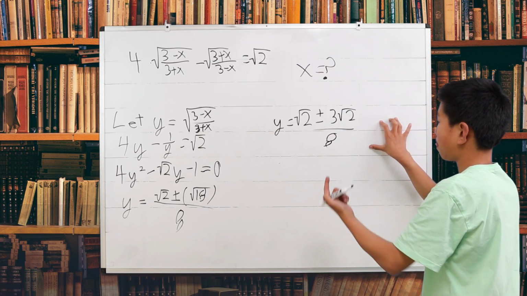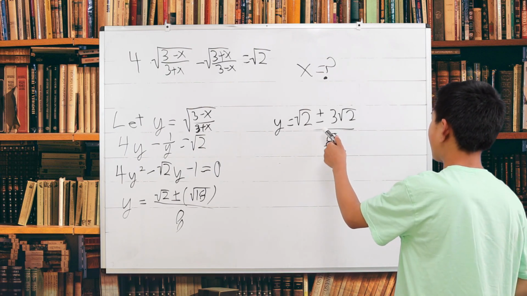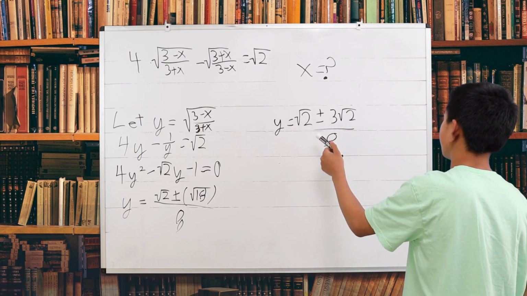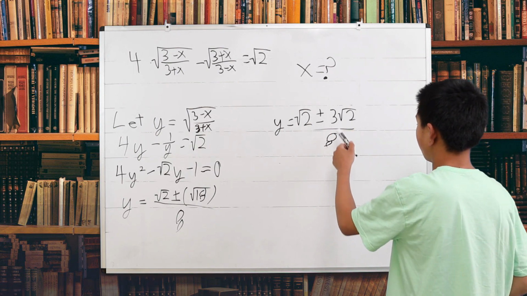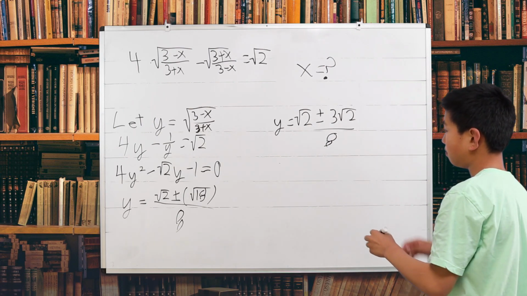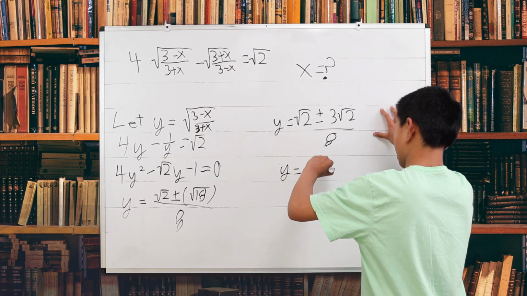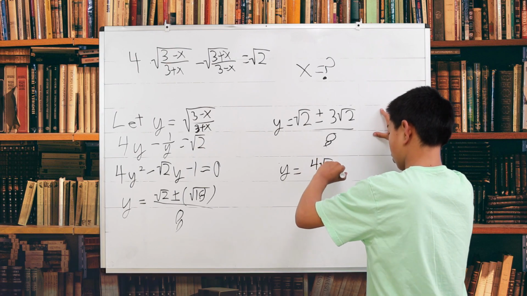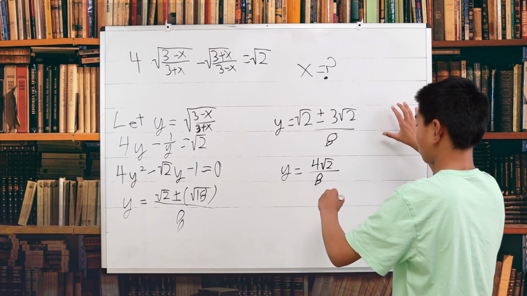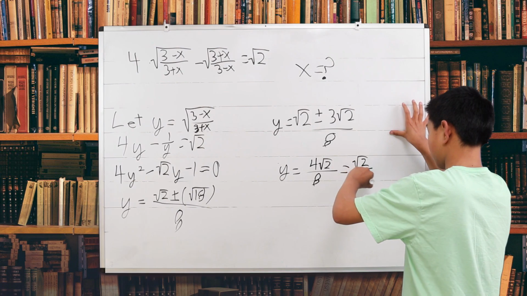And now we can further simplify. The minus can't be a possibility because it would end up giving a negative number, which means that it wouldn't make sense. So the only way that it would make sense is if you added them. So y is equal to 4 times the square root of 2 over 8. So we also know that this is just the square root of 2 over 2.